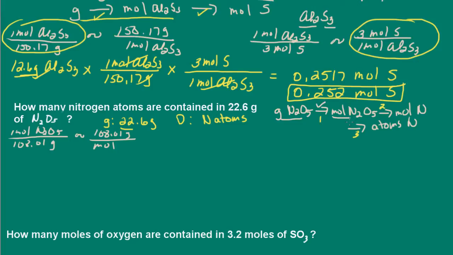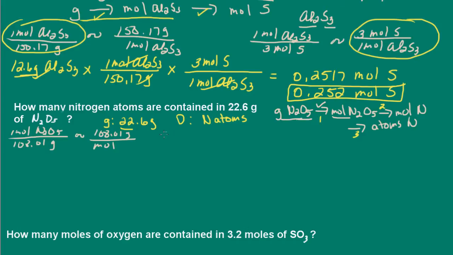And then from there, I can determine the number of moles of nitrogen. So if we look at the formula here, for 1 mole of dinitrogen pentoxide, we have 2 moles of nitrogen. Remember, it's a subscript that will determine the number of moles of each atom in 1 mole of the compound.